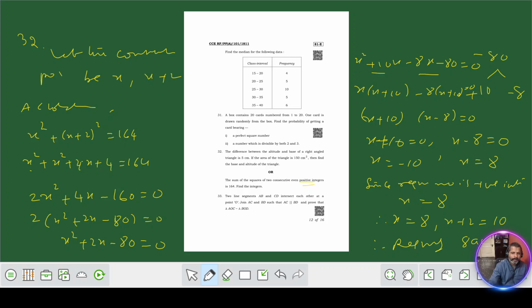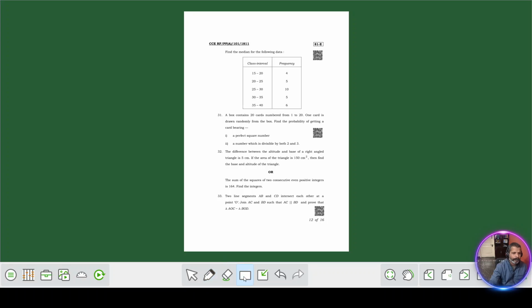The last question in the main. We'll see the last question. 33 is the last question. The two line segments AB and CD intersect each other at O. Join AC and BD such that AC and BD are parallel. Prove that AOC and BOD are similar. There's no figure given for it. You can check in the next page also. There's no figure. We have to draw the figure ourselves.